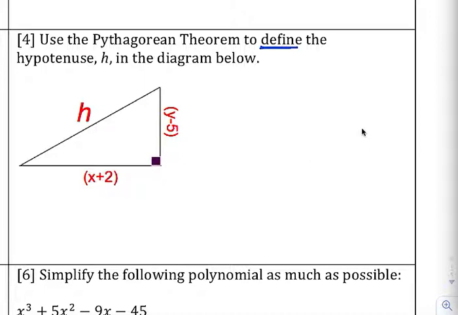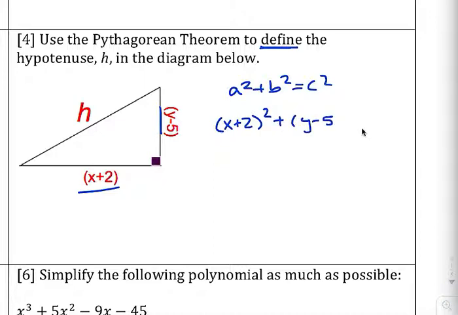And so this is a Pythagorean theorem, which means it's going to follow the form a squared plus b squared equals c squared, where a and b can be any side lengths. In that case, it's got to be these guys. And so this will be (x plus 2) squared, of course. This will be (y minus 5) squared, and this will be h squared.